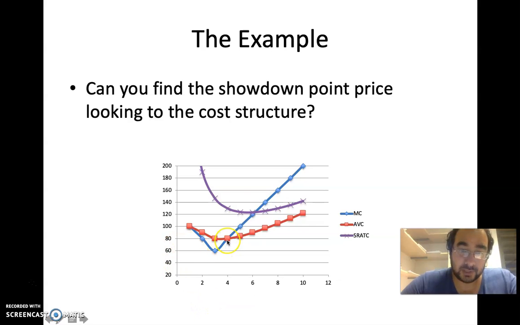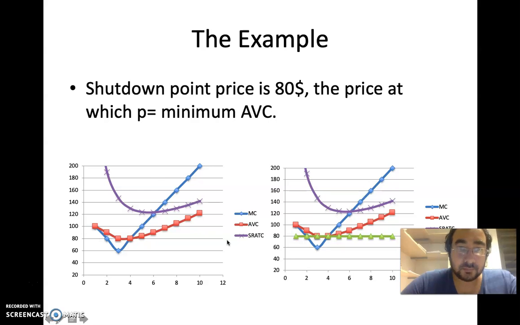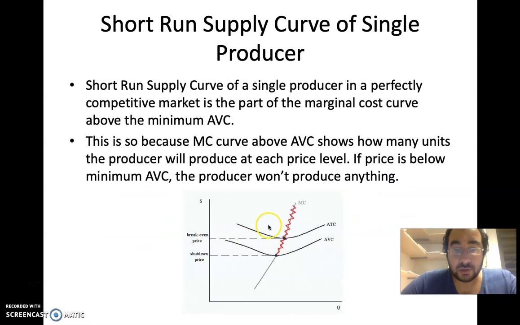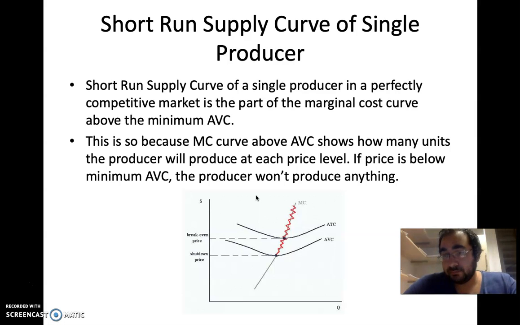Shutdown price here, for example, 80. So, short run supply curve. Well, remember the definition of supply. Supply curve was telling us the production level, or the quantity brought by the producers, our suppliers, to the market, at each price level.